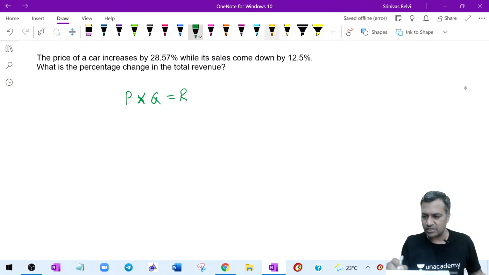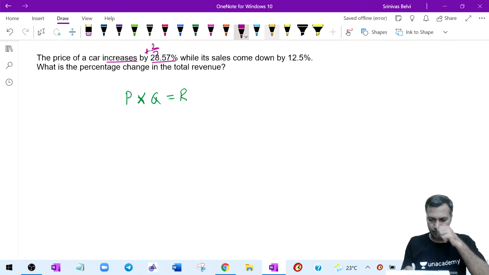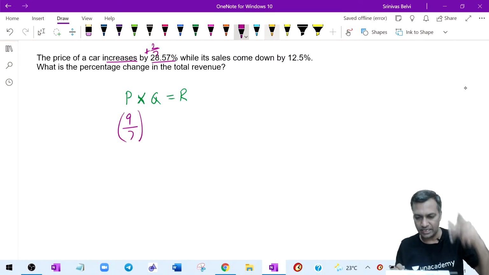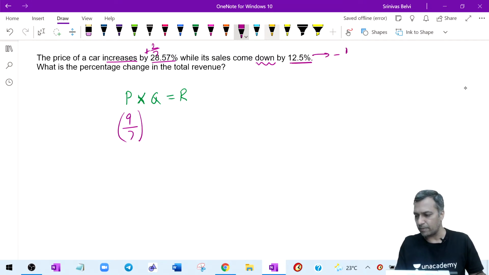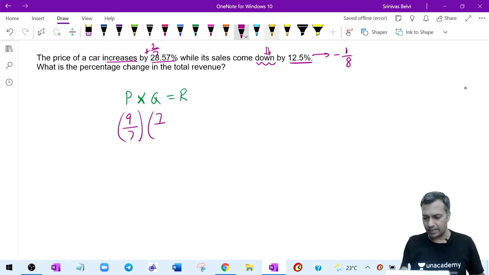Is this successive? Let's say this is 28.57%. What is this increase? 28.57% is 2 divided by 7, plus increase, which means the multiplier related with the pricing is 9 divided by 7. That is the change in the pricing. What happened to the sales? Because the price went up, customers became a little wary. The sales came down, which means the quantity units came down by 12.5%. What is 12.5%? Minus 1 by 8. Why minus? Because it came down. So the multiplier is 7 by 8.